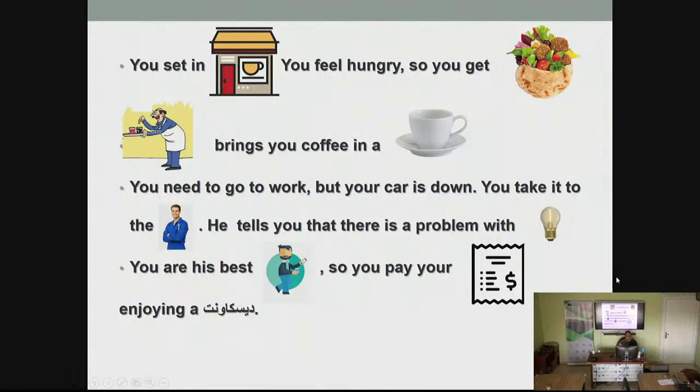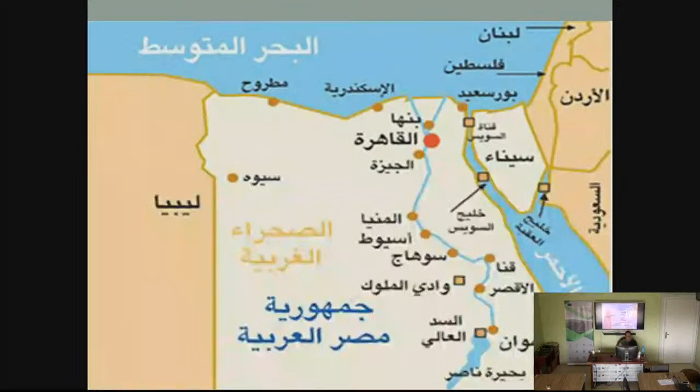Okay, so for example, in Alexandria, you sit in a cafeteria, you feel hungry, so you get sandwich falafel. Al-ahwagi brings you coffee in a fingan. You need to go to work, but your car is down. You take it to the usta. He tells you that there is a problem with the lamba. You're his best zboon, so you pay your fatura enjoying a discount. Okay, so this is how we speak Egyptian Arabic, especially in Alexandria.